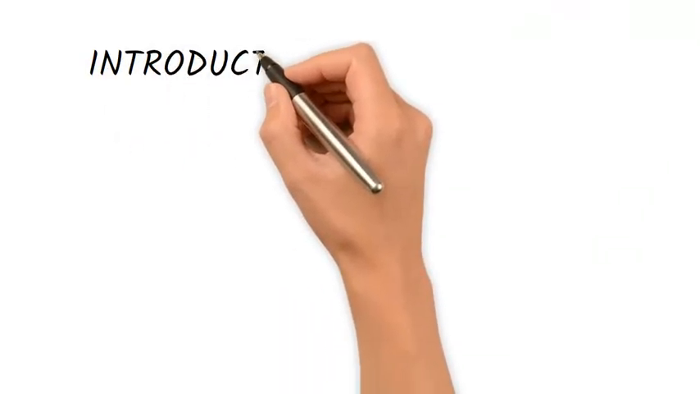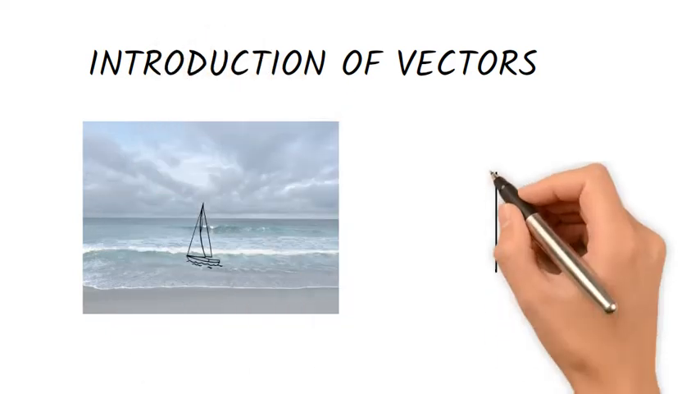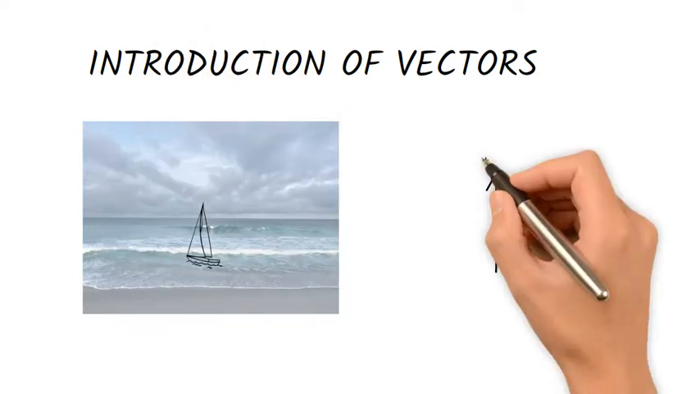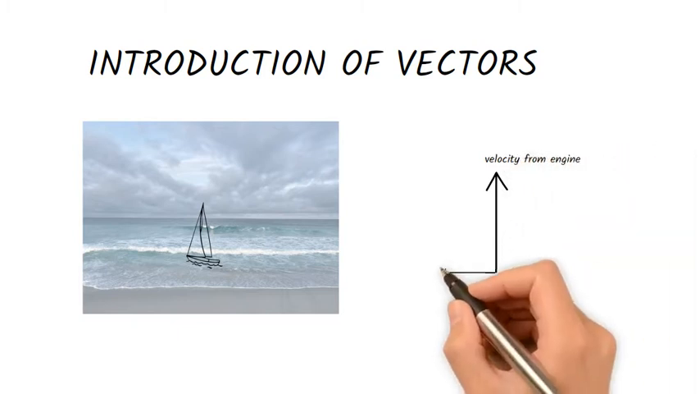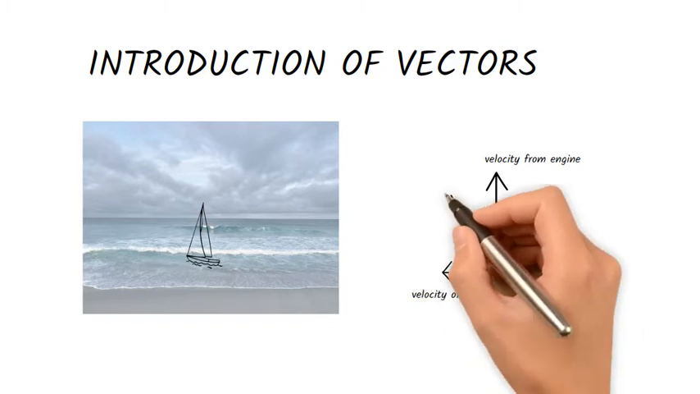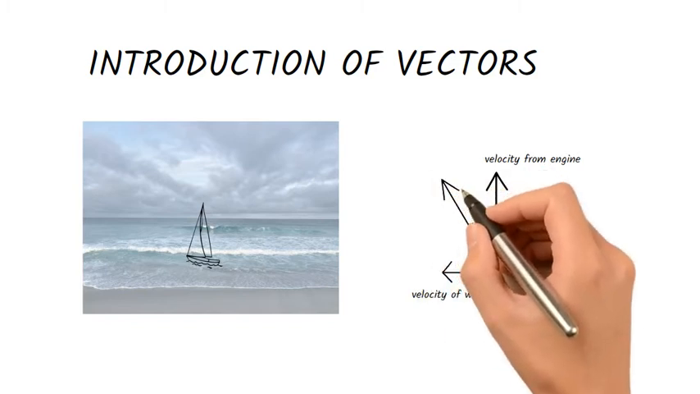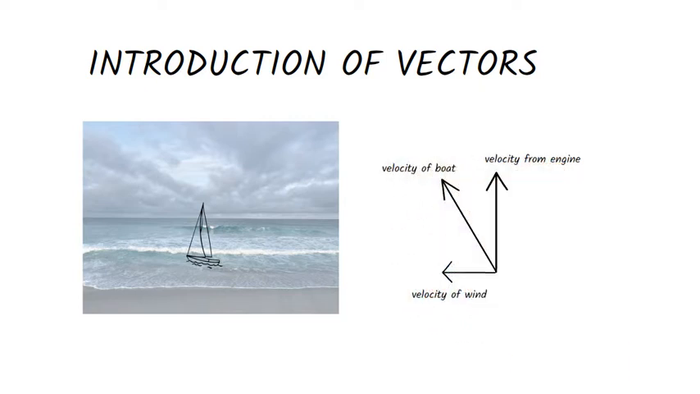Today I'm going to talk about the introduction of vectors. Imagine if we're on a boat sailing across the ocean. The velocity from the engine is heading to the north, but we can't go straight because there is a wind from the east that affects us. Actually, the boat will go northwest at a certain magnitude. To calculate the resultant velocity of the boat, we introduce the vectors.